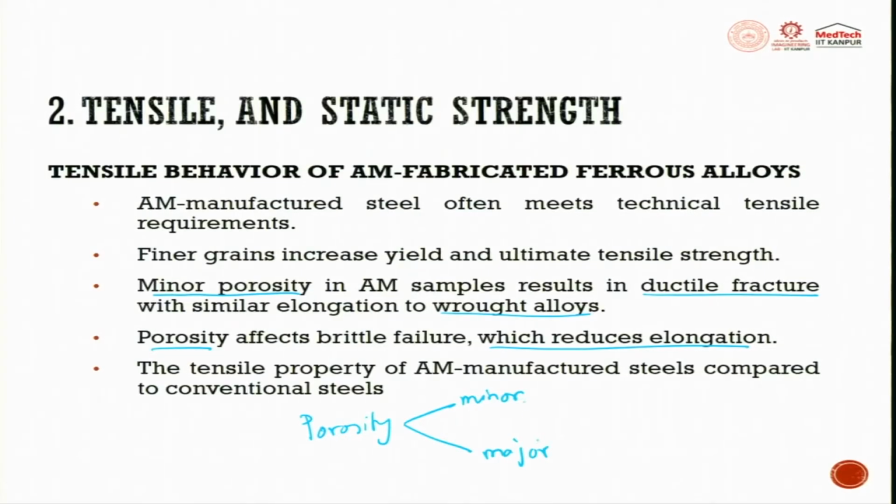Minor and major. When it is minor, it leads to ductile fracture. This is a very important inference which will be very useful for practicing engineers and for research scholars. If you have minor porosity, you will get ductile fracture and the elongation will be approximately equal to that of a wrought alloy.